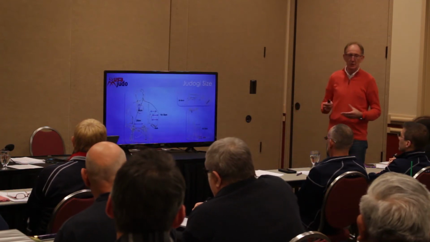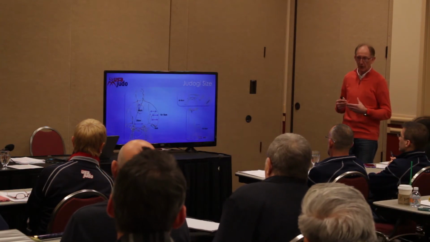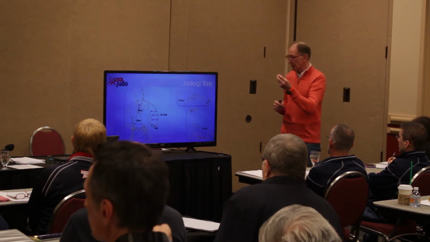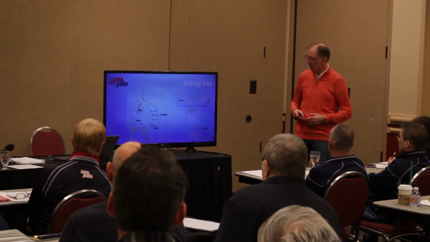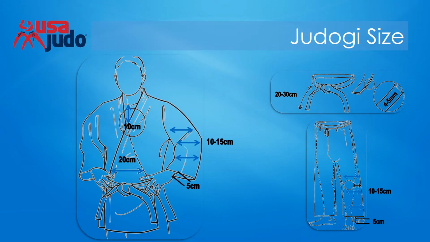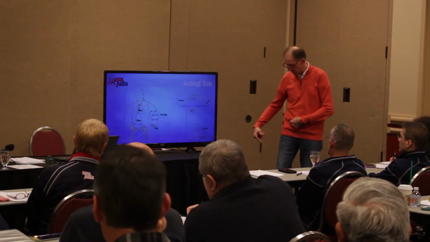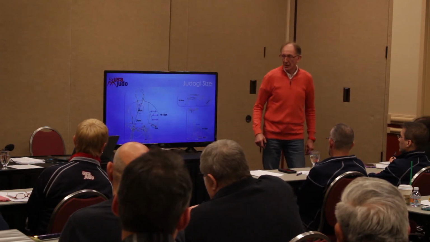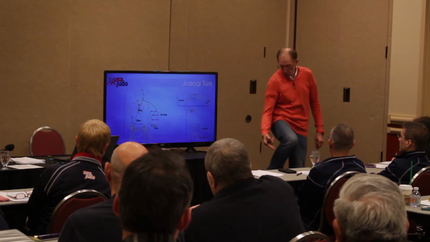So for the competitor there is no judogi control like in Shiai competition. But judges have to have a look at the judogi and the belt. So the main points are here: 10 centimeter open, 20 centimeter cross it, 10 to 15 centimeter wide, and here 5 centimeter. Belt 20 to 30, not too short, not too long, and also normal trousers. As my friend Eric always says, not short.